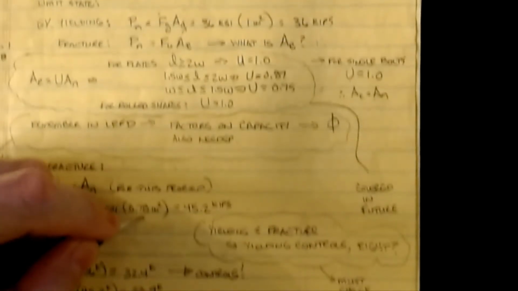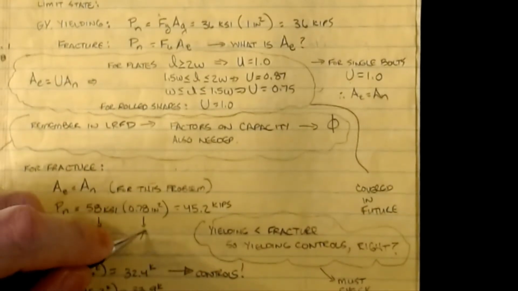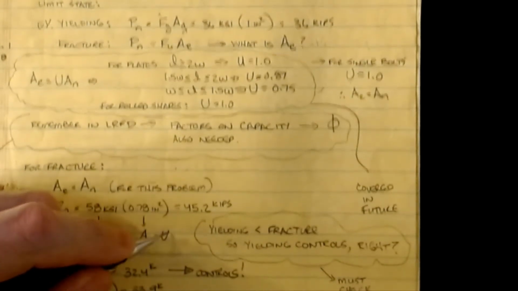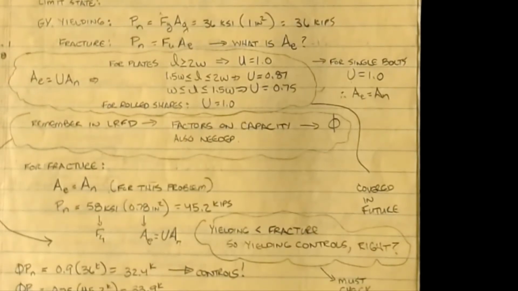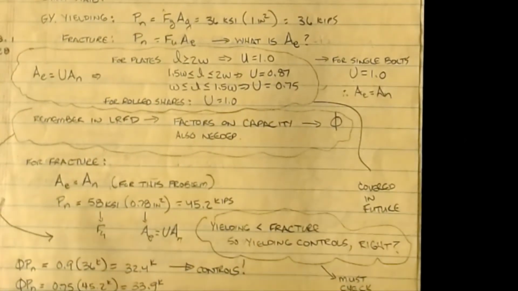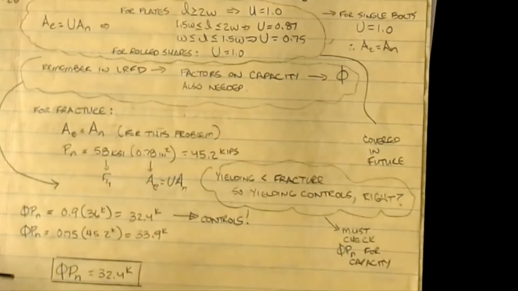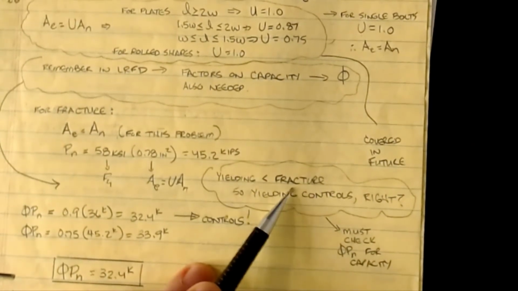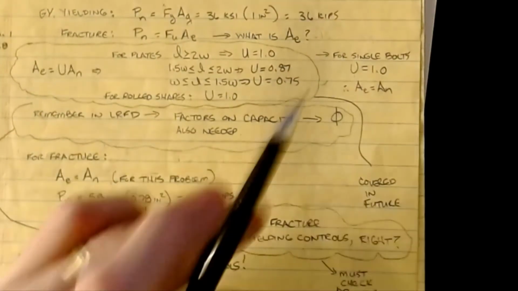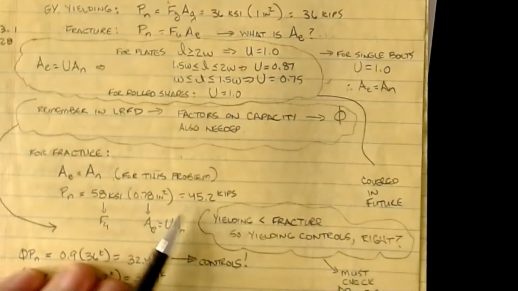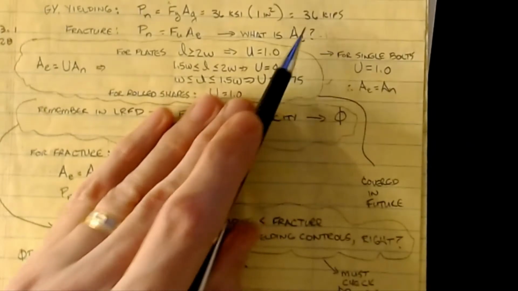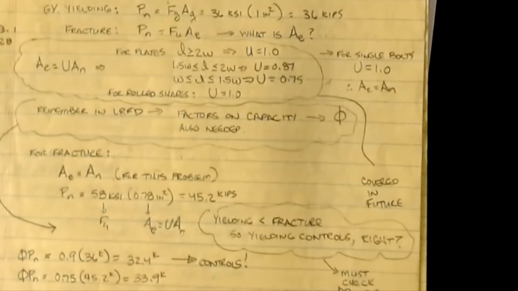That guy is FU, and this guy is my AE, which was my UAN for a single bolt. If I do that, then the math on this is 45.2 kips. Now, again, yielding less than fracture, right? We had 36 kips for yielding up here, and now I have 45.2. Clearly, this guy controls. Well, again, remember, we have to put the phi factors on.